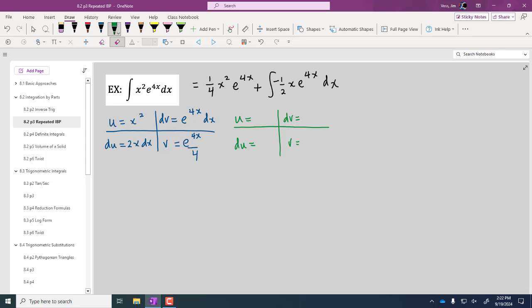And once again, do the same thing. If you switch and you put the exponential with the u and the x with the dv, you're just going to undo what you just did in the first integration by parts. You want to be consistent. If you put x's with u originally, do it again. So we're going to put the minus 1/2 x there, and we're going to put the exponential over there. Any questions on that? Does that make sense conceptually?